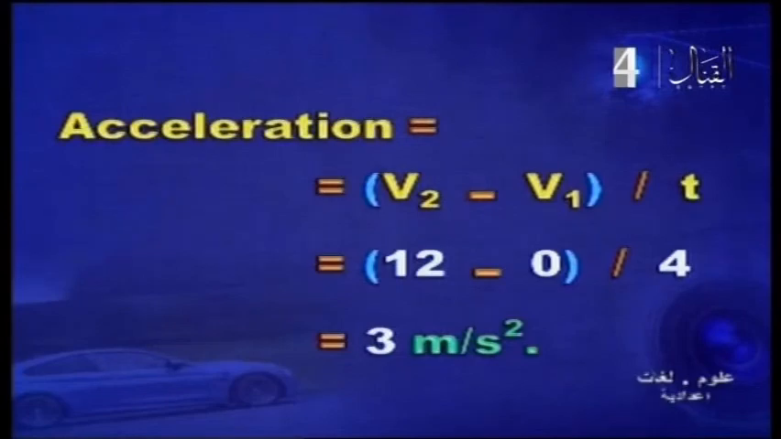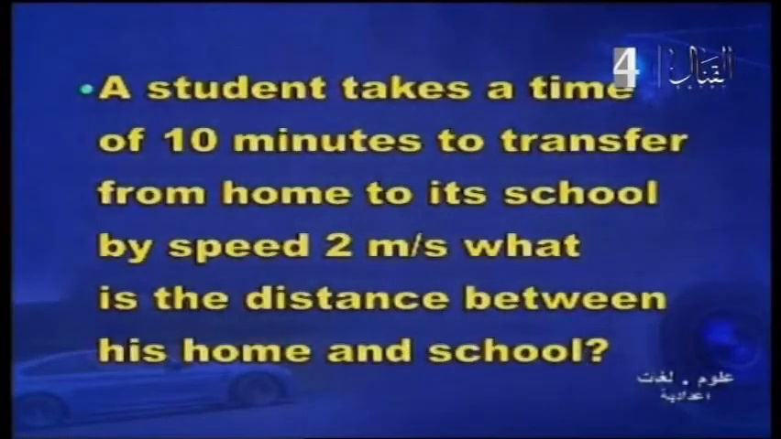Next one. A student takes 10 minutes to travel from home to his school at a speed of 2 meters per second. What is the distance between his home and school? Okay, here in this problem we want to calculate the distance. So we must have time and speed. We have a speed here which is 2 meters per second, no problem. But here the time is 10 minutes. So we must convert it into seconds first to calculate the distance.